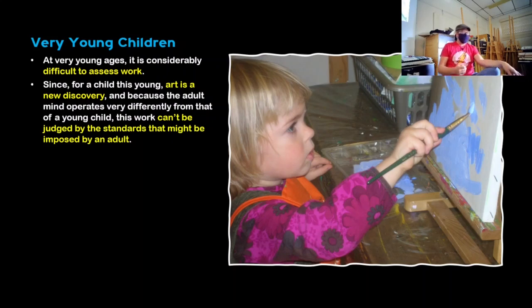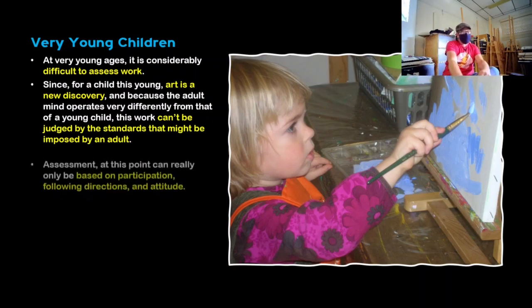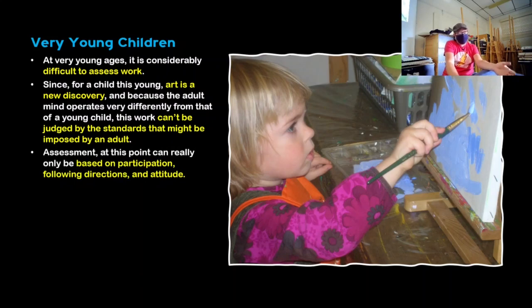Right? We see a painting that's got a lot of blue in it, and we can't help it. That's associated with sadness for us, or like we talked about earlier, the warm and cool colors. So it's associated with coolness to us. And the kid's just like, oh, I like that blue, so I used it. Right? So trying to hold them to the same kind of standards as an adult just isn't fair and isn't possible. So really at this point, it has to be based on participation, following directions, and attitude.